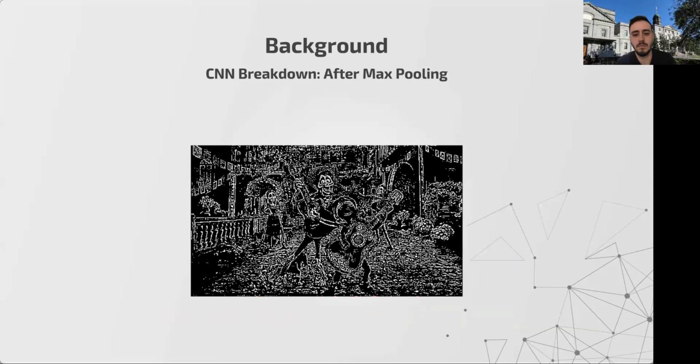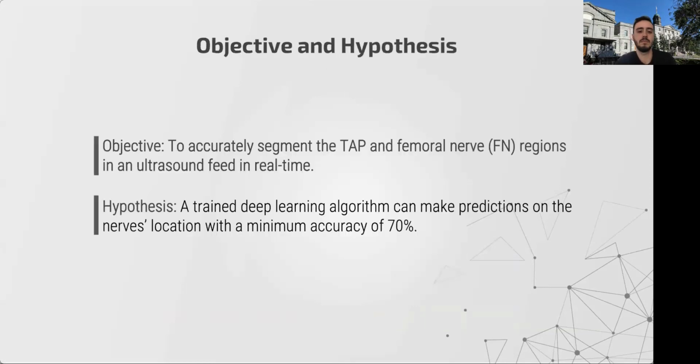Now moving on to the objective and hypothesis, the objective is to accurately segment the TAP and femoral nerve regions in an ultrasound feed in real time. Furthermore, the hypothesis is that a trained deep learning algorithm can make predictions on the nerve location with a minimum accuracy of 70%.